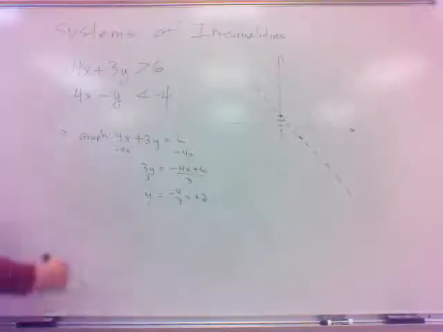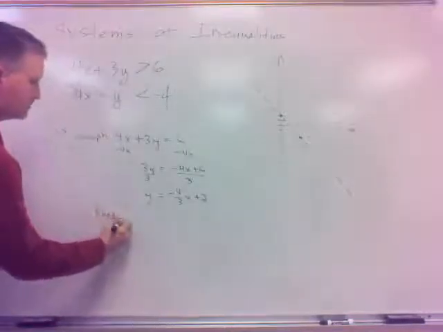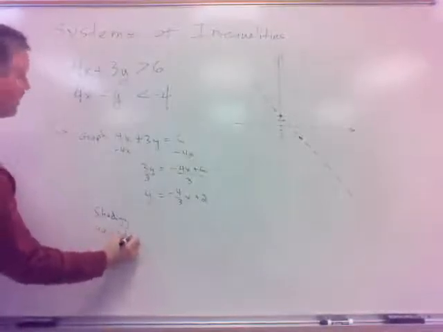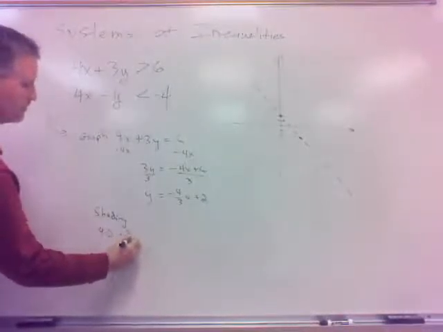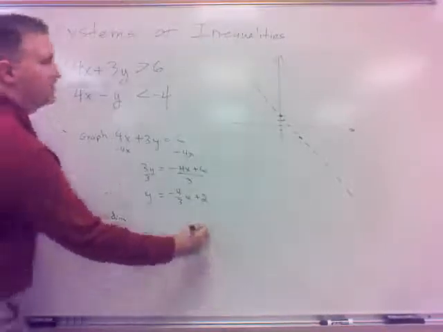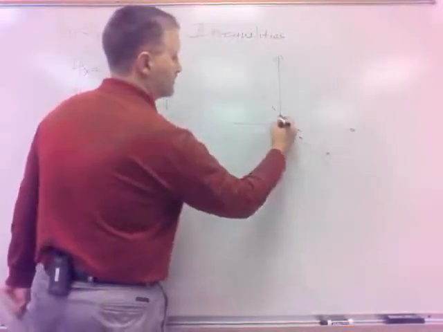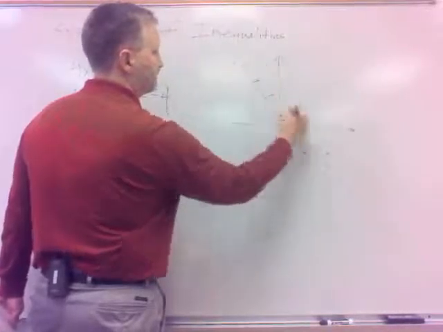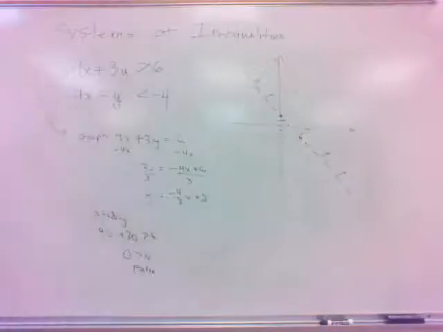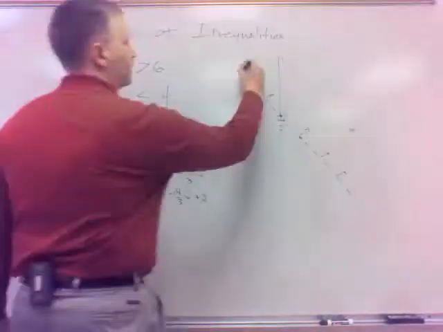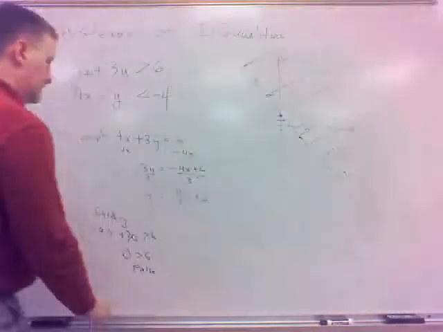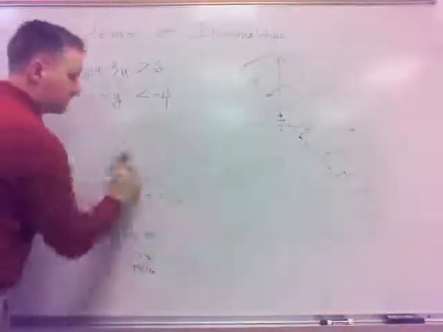All right, then the shading for that, you could check 0, 0, 0 for x, 0 for y. 0 is greater than 6. Nope, false. So that would be this side. 0, 0 is down here. So we'd shade over there. Is that okay? Go ahead and shade this one since it's just got 2. Won't be quite as messy. All right. What about the other one?